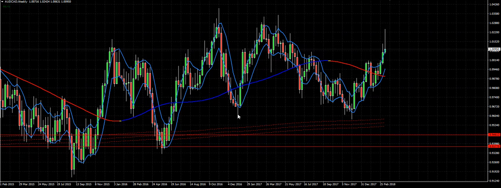This was January 2017, and we topped out over here on this move in March of 2017. This is a weekly time frame. This only took a few weeks. Now, compare this to the pullback down to the bottom.